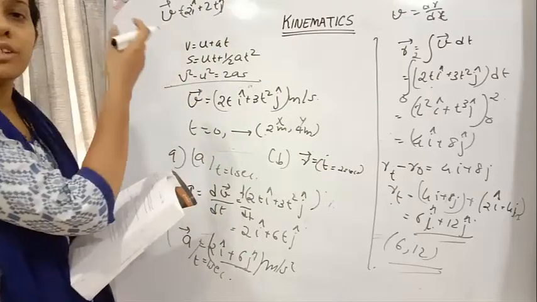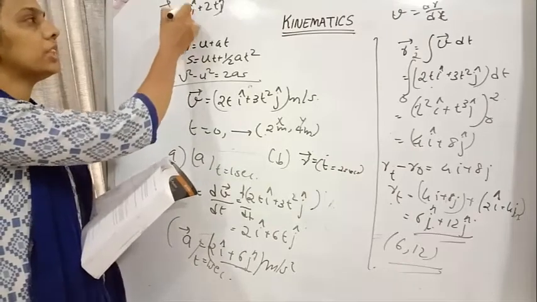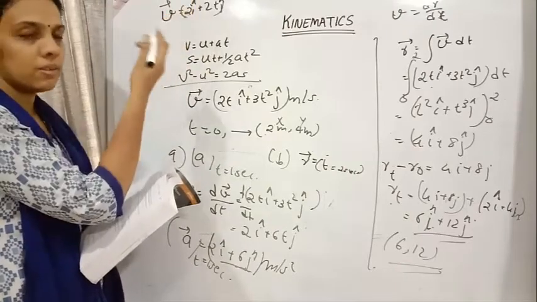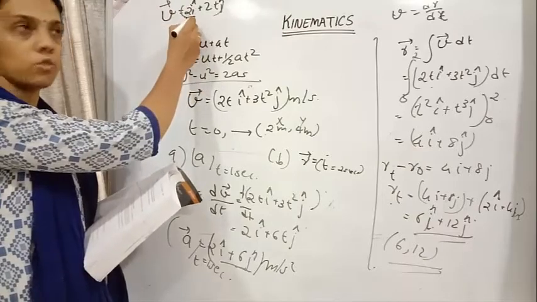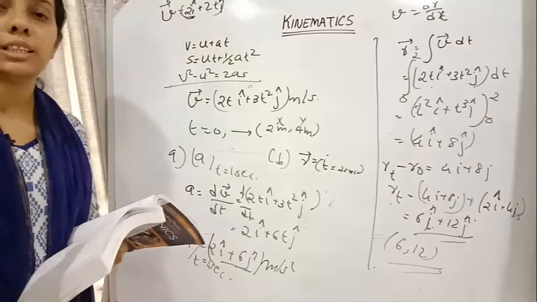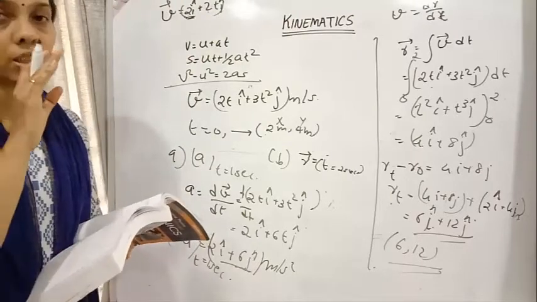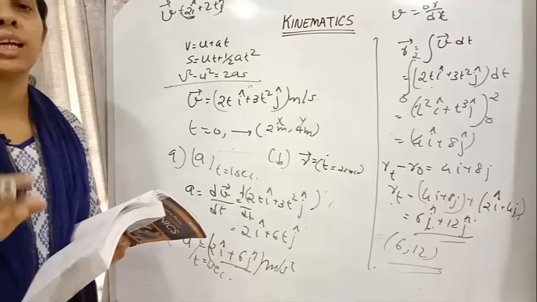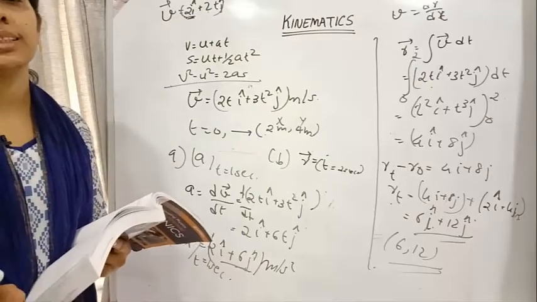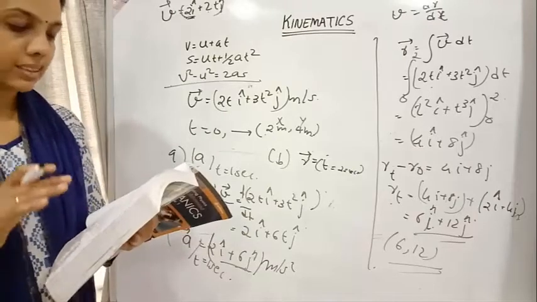Acceleration means differentiation of velocity. While differentiating 2i, it will be 0, since it is a constant. For 2t j cap, differentiating with respect to t, we will get the value as 2. So acceleration won't be changing with respect to time. That is, it's under uniform acceleration. We can substitute the value in v is equal to u plus at over there.